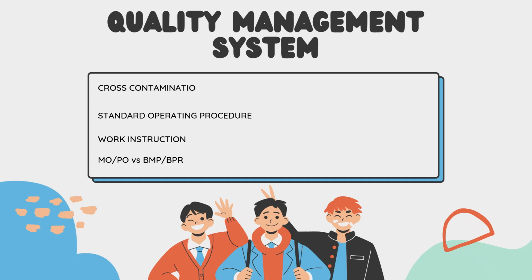Meanwhile, BMR, or Batch Manufacturing Record, and BPR, or Batch Packaging Record, serve as the proof of execution. They document exactly what was done, anong oras, sino ang gumawa, and ano ang result. So remember, MO/PO is the plan, BMR/BPR is the evidence. Together, they show that the product was made properly, completely, and compliantly.